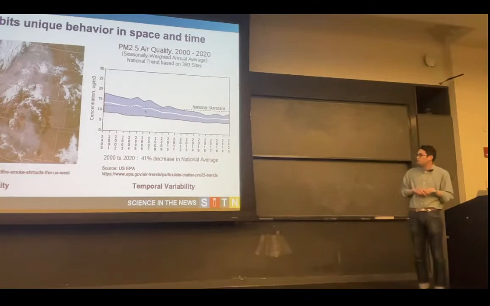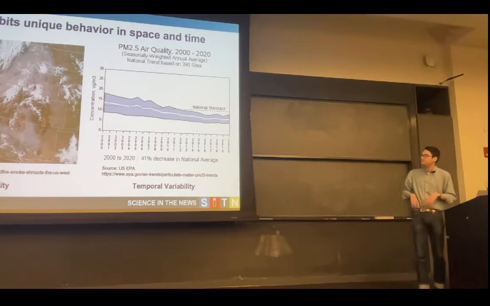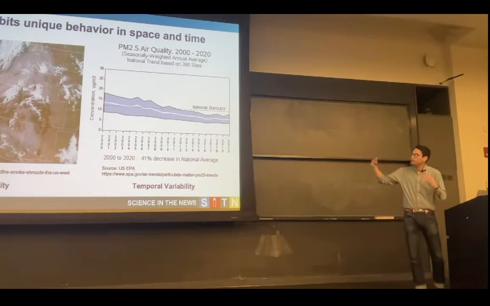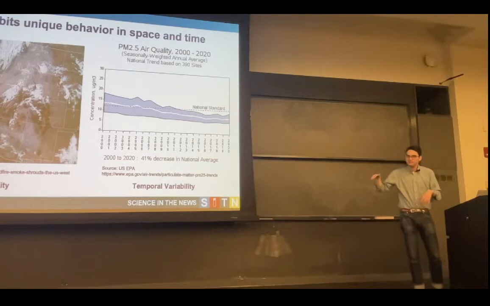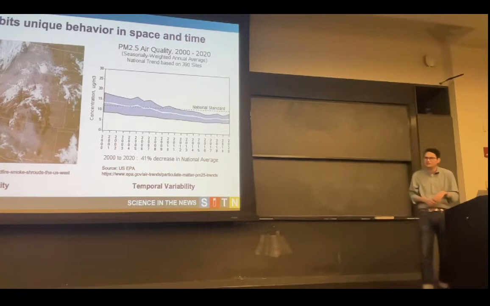Here is data from the United States EPA. On the x-axis we have the number of years, the last 20 years, and on the y-axis it's the average concentrations of this in the United States. Right now in the United States, an annual average of 12 micrograms per cubic meter is our regulatory standard, and you notice that over time things have been getting cleaner. This is actually a pretty nice policy win. We're installing scrubbers on power plants and catalytic converters in cars, and this air pollution is really getting cleaner over time.